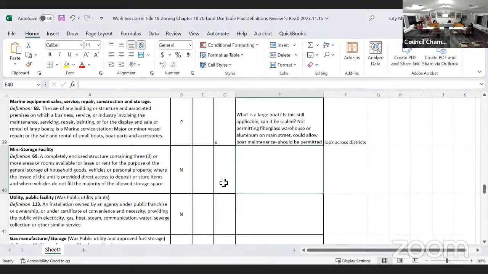So I made a note on that one to look across the districts. I mean, we'll do that for all, but especially for this one, with the scaling and definition, and just making sure where it's indicated permitted or not permitted right now matches. Anything else on marine equipment, service, repair, construction and storage?